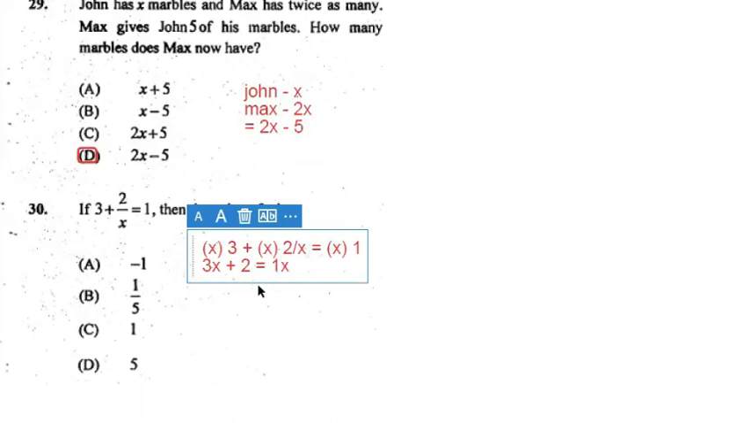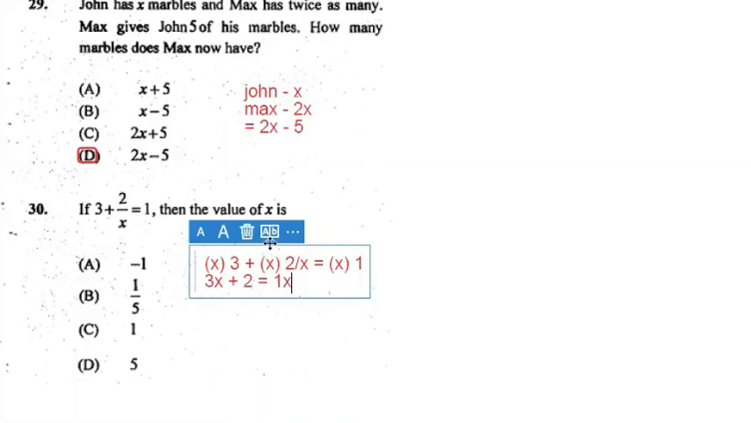So now we're solving for x. So it becomes 3x minus 1x is equal to negative 2. So we brought the 2 across the equal sign and the 1x to the other side, so we're grouping the x's to work that out.